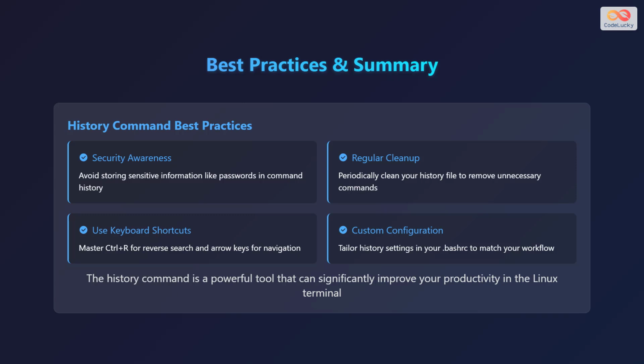Here are some best practices for using the history command. First, be aware of security and avoid storing sensitive information like passwords in your command history. Second, clean your history file periodically to remove unnecessary or sensitive commands. Third, master keyboard shortcuts like Ctrl+R for reverse search and the arrow keys for navigation. Finally, customize your history settings in your .bashrc file to match your specific workflow.